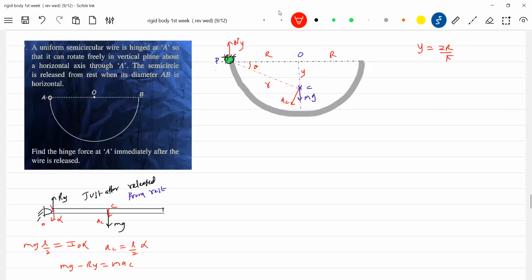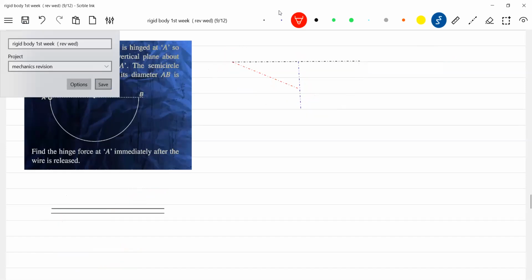mg into root of 1 by 4 plus 1 by pi square. Okay, then yeah, that will be correct. Okay, Nx and Ny will be there. That will be correct here.